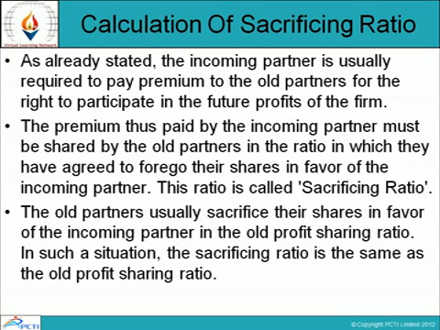The old partners usually sacrifice their shares in favor of the incoming partner in the old profit sharing ratio. In such a situation, the sacrificing ratio is the same as the old profit sharing ratio. For example, suppose X and Y are two partners in a firm with the ratio of 3:2. They admitted C as 1/4 partner. Then sacrificing ratio is equal to the old ratio. इस तरह की सिचुएशन में जो है sacrificing ratio old ratio के बराबर होता है.